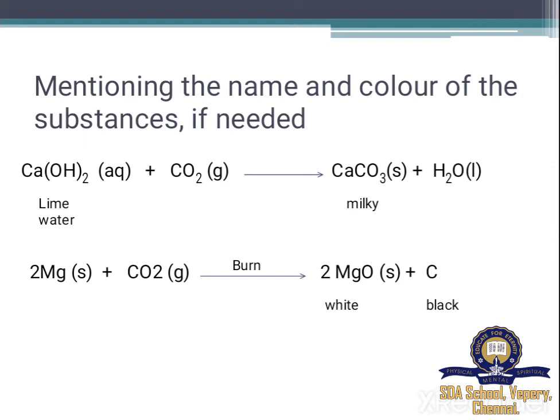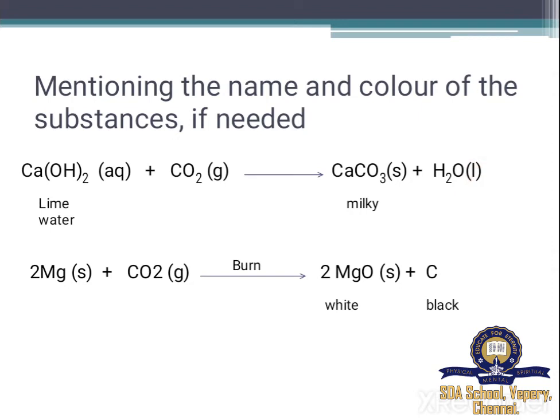So in the first example, you can see the calcium hydroxide, this is an aqueous solution, and the carbon dioxide is a gas. So it doesn't need any condition in order to carry it out. Since there is no condition or any catalyst mentioned at the arrow, it doesn't need any condition or a catalyst in order to carry out. So it gives calcium carbonate which is in solid state, and this one has milky white color, and along with calcium carbonate it yields water which is in liquid state.